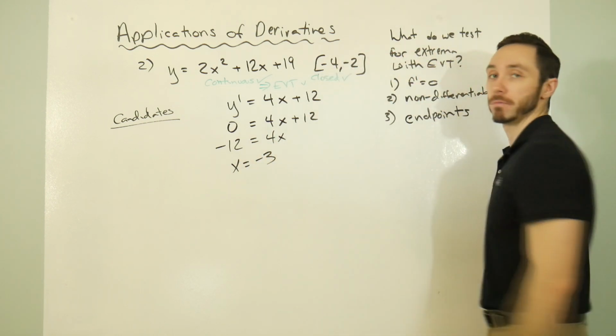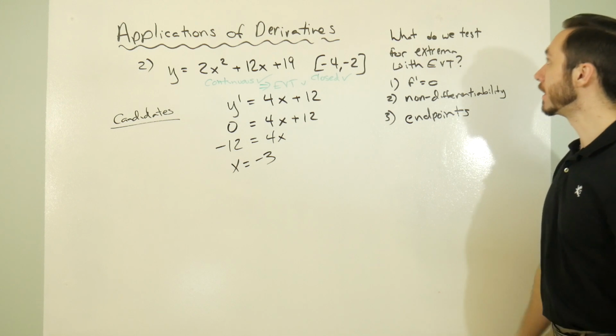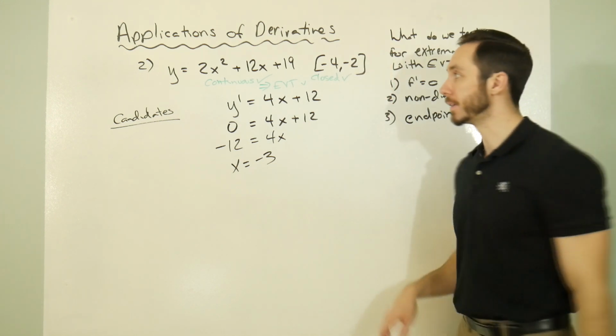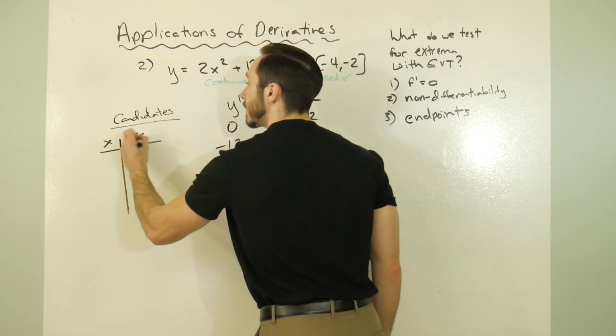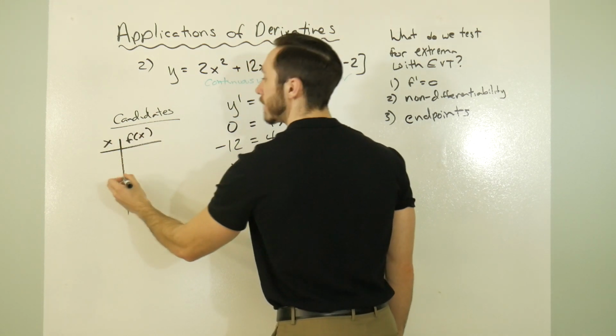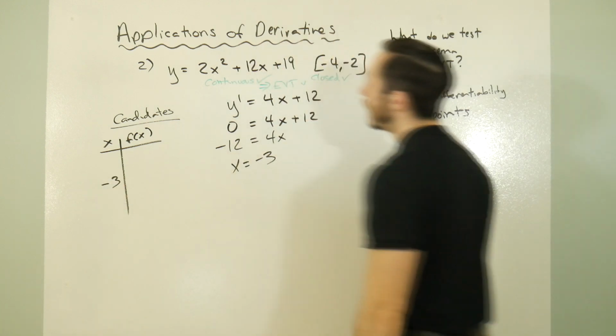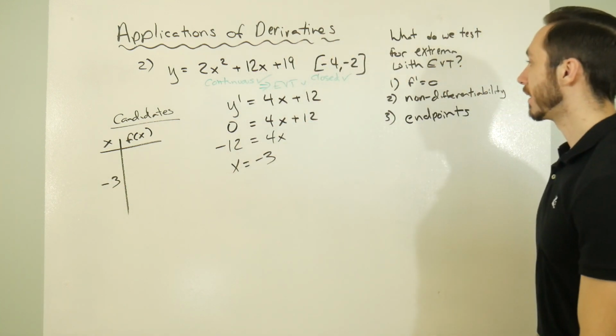And sure enough, that is within the interval. That's good, and it's actually inside of it. It's not on an endpoint, so we're going to have a few candidates to test through. So we're going to have x and f of x. Our first one will be an x value of negative 3. And oh man, I don't feel like plugging that in.